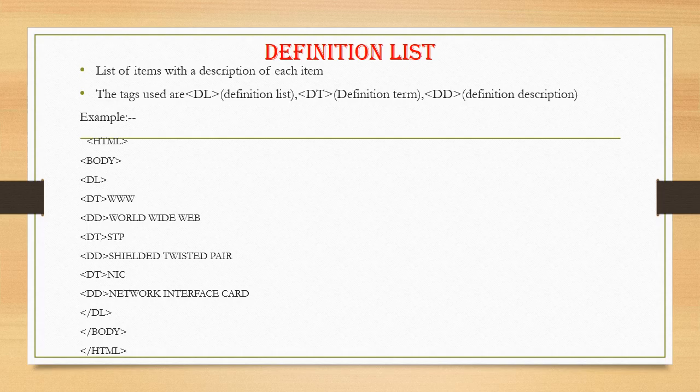First one, DL. DL means our definition list. And what are the other things? DT and also DD. What is DT? DT means definition term and DD means definition description. Okay, the full form of it.